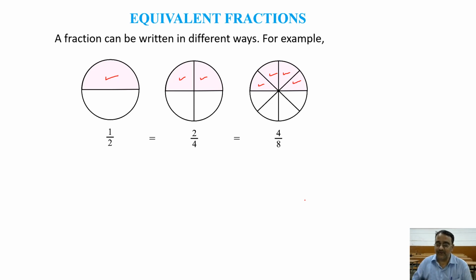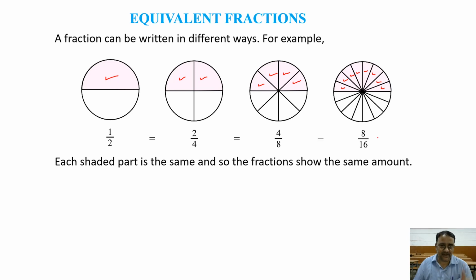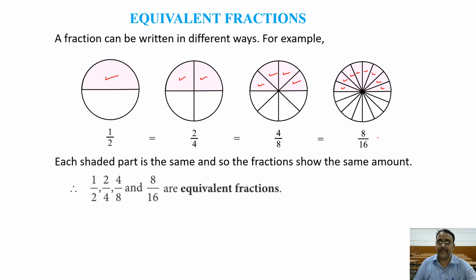Right. Now और double कर देते हैं. 16. Out of 16, now how many parts are shaded? 1, 2, 3, 4, 5, 6, 7, 8 parts are shaded. So what we are observing, each shaded part is the same. So the fractions show the same amount here. That is 1 by 2, 2 by 4, 4 by 8, 8 by 16 are equivalent fractions.